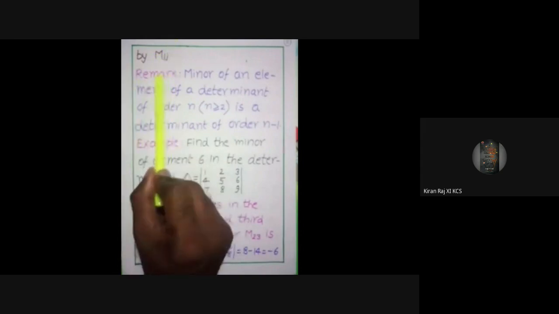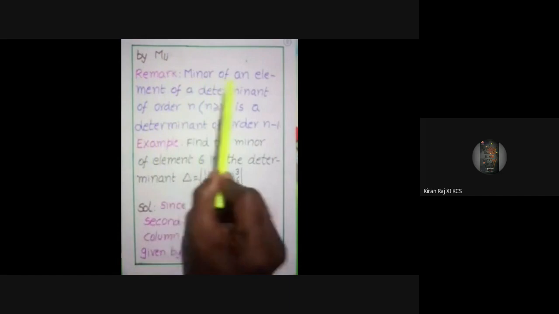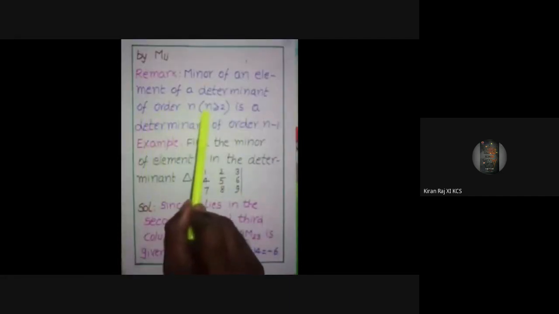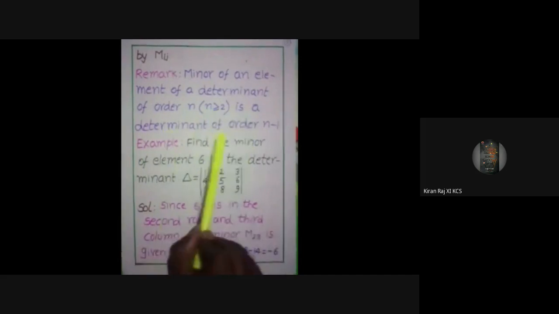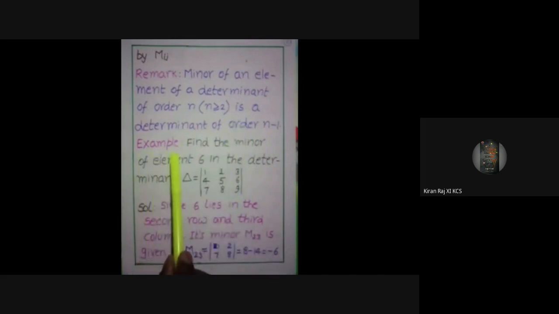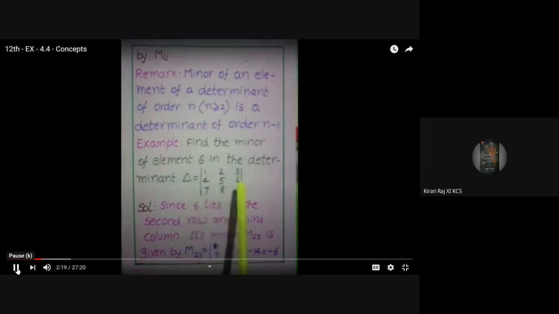Now remark, remember this point. Minor of an element of a determinant of order n, n greater than or equal to 2, is a determinant of order n minus 1. Okay, my children, remember this one. Let us take an example to understand this concept. Find the minor of element 6 in the determinant Delta is equal to det 1, 2, 3, 4, 5, 6, 7, 8, 9. So in this determinant, we have to find the minor of element 6.